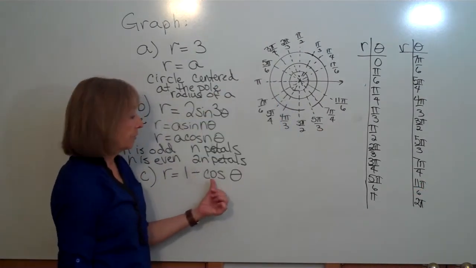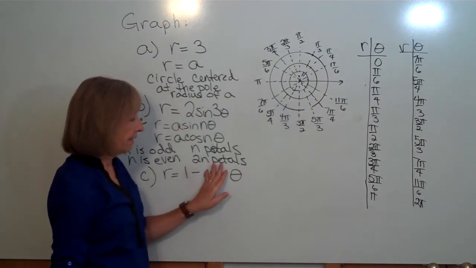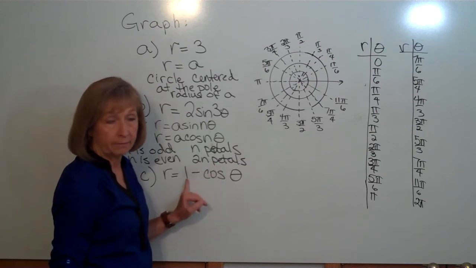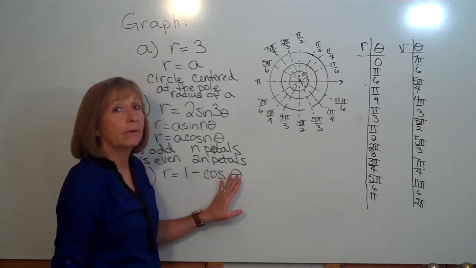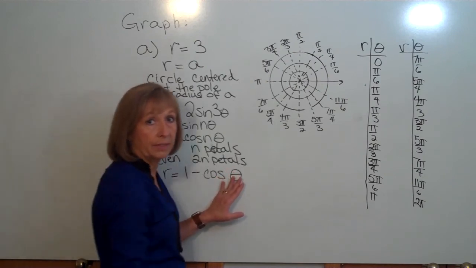So now when we look at this, we're going to take the cosine of the angle. Once we get that number, we're going to subtract that number off of 1. So when theta is 0, the cosine of 0 is 1. So 1 minus 1 is 0.